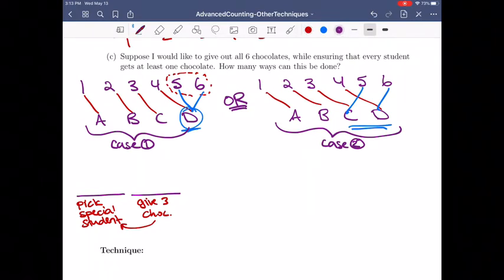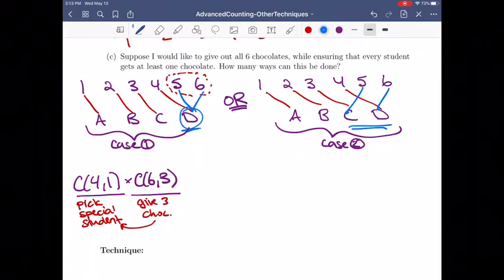Let's start counting this. If we want to pick a special student, there's 4 students to pick from, and I want 1. So this is going to be 4 choose 1, or 4 ways to do that. Now I want to give 3 chocolates to that student. There's 6 chocolates to give, and I want to give them 3. The order doesn't matter because they're all going to the same student. So I'm going to do 6 choose 3 to give them out.